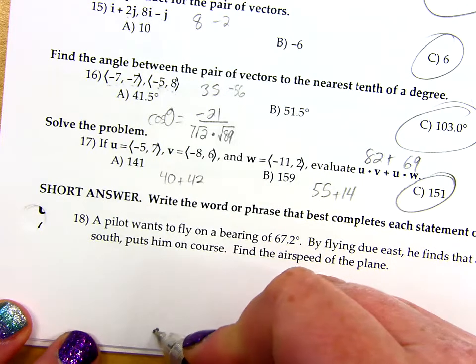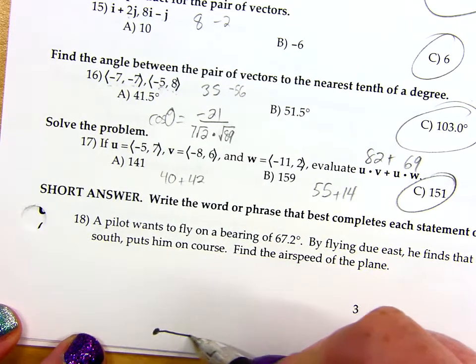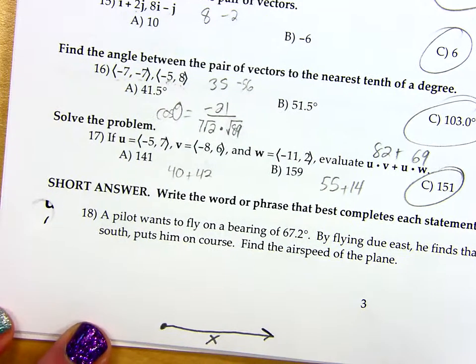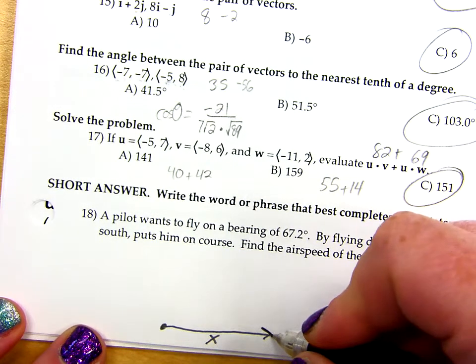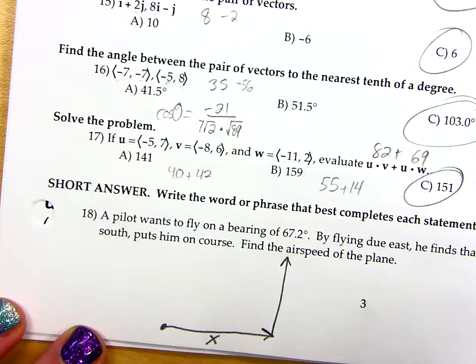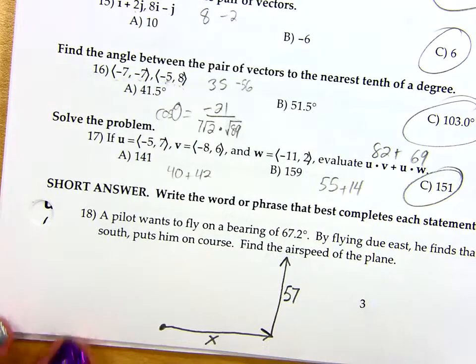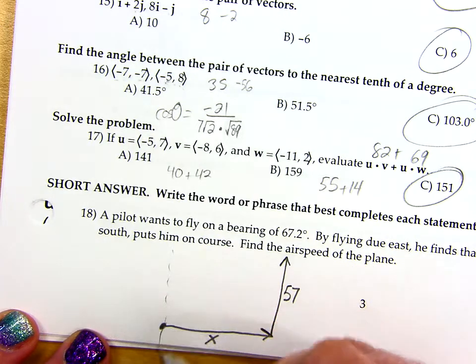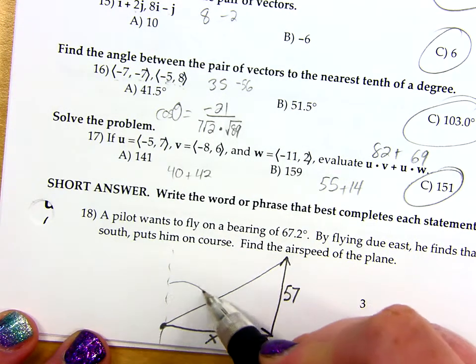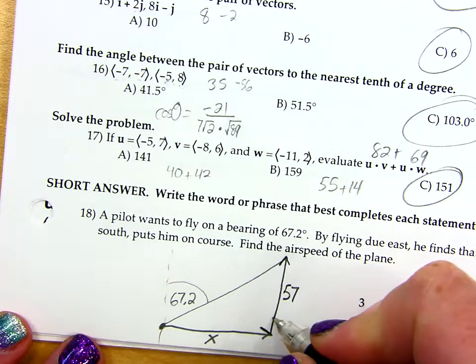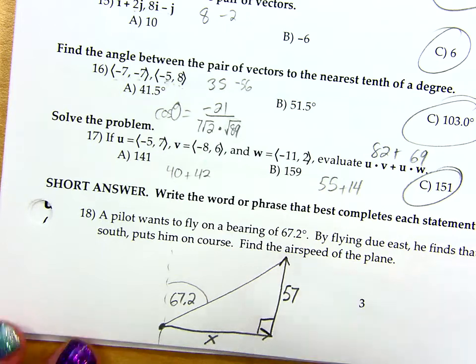So, let's draw this. Here's the plane. He's flying due east right now. I'm trying to figure out the speed at which he's doing that. There is a wind coming up from the south. So there is a wind that is pushing him at 57 miles per hour coming up from the south. What I know is that this puts him on a bearing of 67.2. This is a right angle because that's coming up from the south and that's east, so that's helpful.